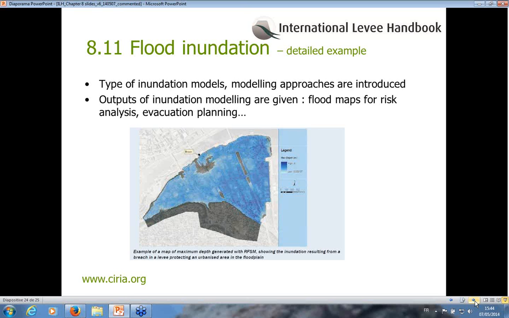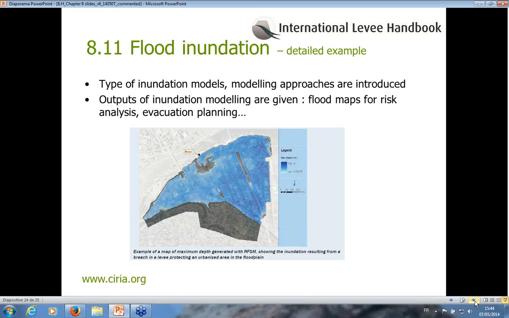The different types of inundation models and modeling approaches are presented. The approach assuming instantaneous breach hydrograph and propagation in the floodplain, which is the first type of model. The decoupled approach, which is based on the determination of a realistic hydrograph at the breach, followed by a separate calculation and propagation in the floodplain. And finally, the coupled geotechnical and hydraulic analysis.